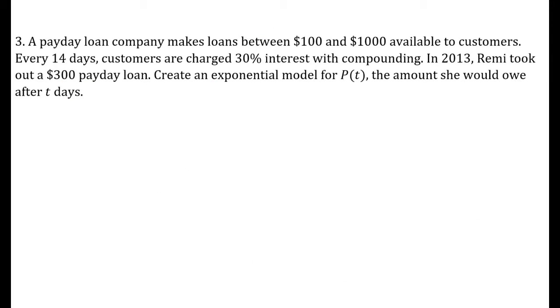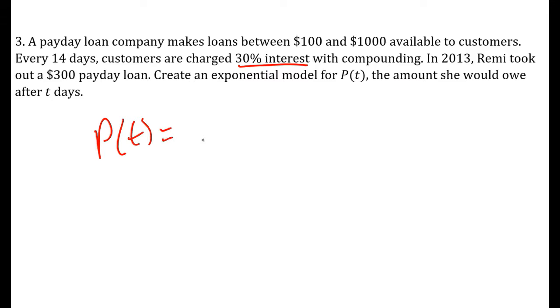A payday loan company makes loans between $100 and $1,000 available to customers. Every 14 days, customers are charged 30% interest. That's a lot. Compounding, so it builds on itself. In 2013, Remy took out a $300 payday loan. Create an exponential model for P of t, the amount she would owe after t days.